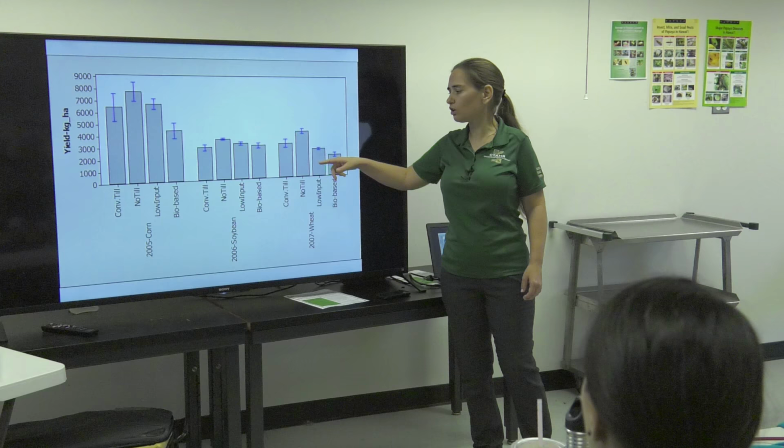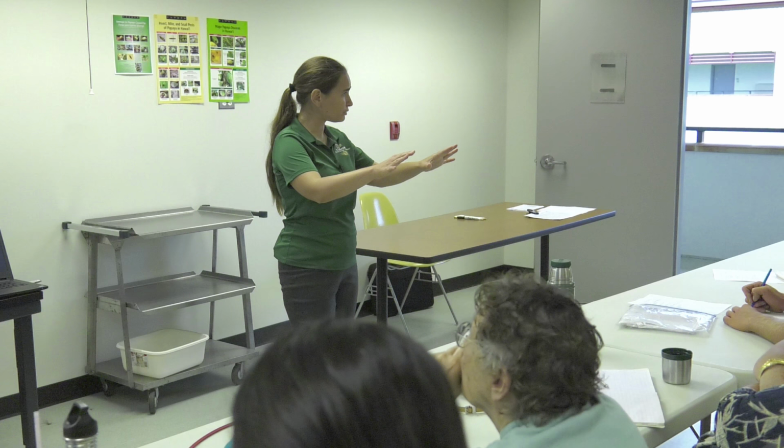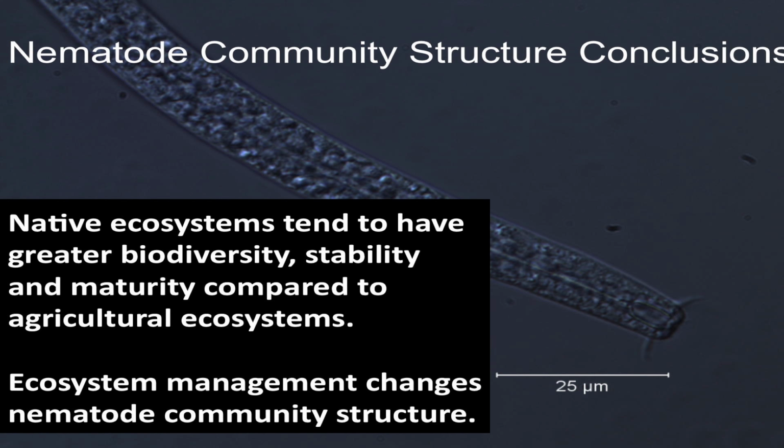the conventional tillage, which is important knowledge for farmers because otherwise you're kind of throwing the money down the drain. So they say excessive use of fertilizers: the right amount is good, but in excess, it doesn't really increase yield. Okay, so conclusion, native ecosystems tend to have greater biodiversity, stability, and maturity compared to agriculture ecosystems, and management changes.